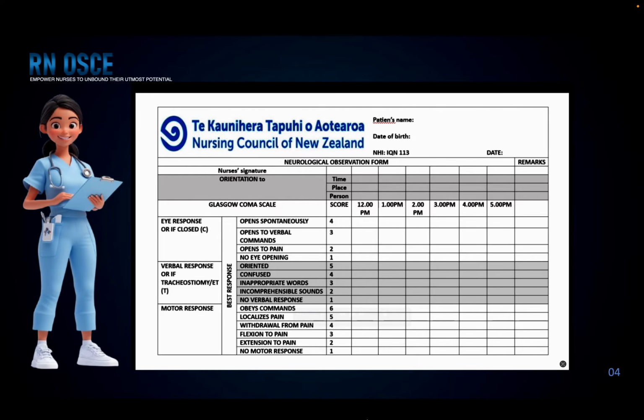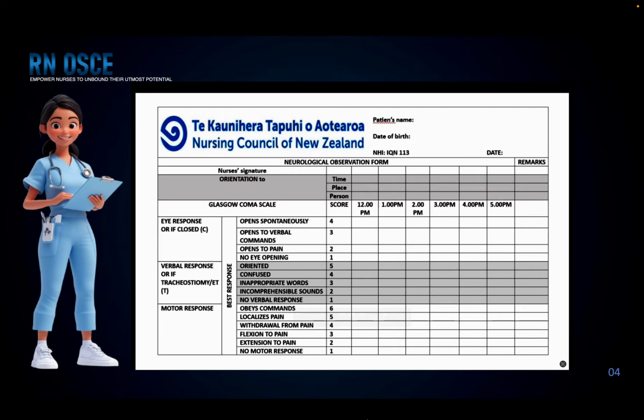And if you notice the patient makes only sounds, like moaning sounds, with no recognizable words, then you can give 2. And if the patient makes no verbal response at all, you can give 1. So always score from the highest to the lowest based on the worst verbal response you observe.